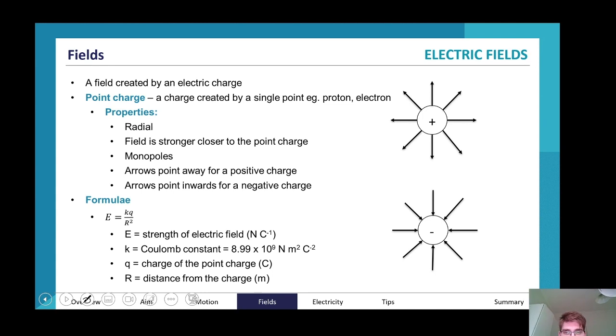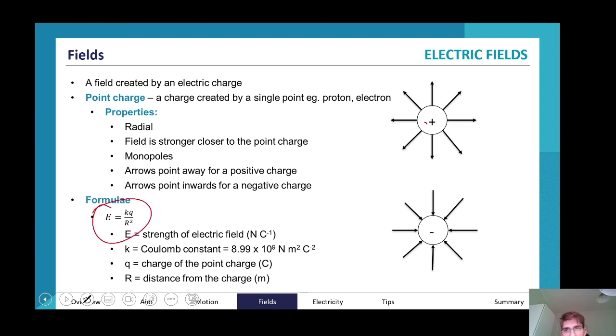Now let's go on to electric fields. Electric fields are radial, just like gravitational fields. The field is stronger towards the point charge. They are monopoles, and arrows point away from a positive charge, but they point towards the negative charge.